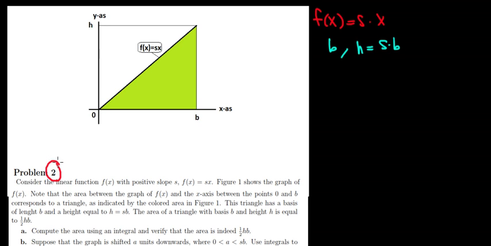Let's start working on question 2 now. So we have a linear function f of x with a positive slope. So this is the function s times x. We can see it on this graph over here. We have an area underneath the line, which is a triangle.